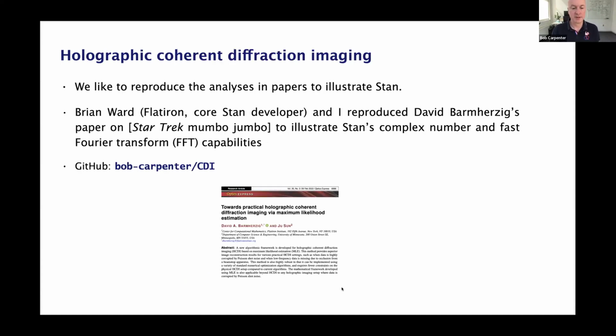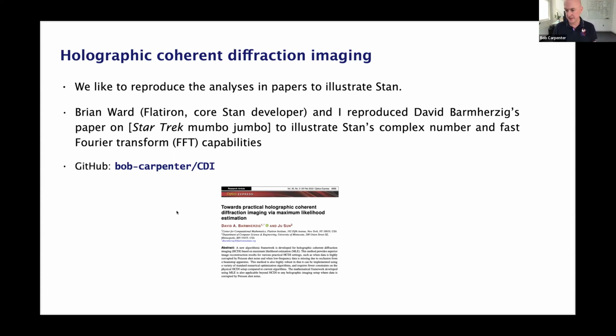Let me give you a second example. This was something that Brian Ward, who's a core Stan developer who works here, and I did to reproduce one of our postdoc's papers about holographic coherent diffraction imaging, or as I like to say, Star Trek mumbo jumbo, because I have to say this is the most Star Trek kind of thing I've ever worked on. Just saying this sounds cool. We did it, though, just to illustrate complex numbers.